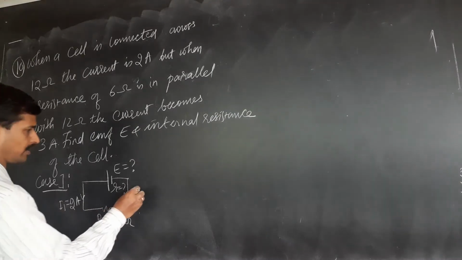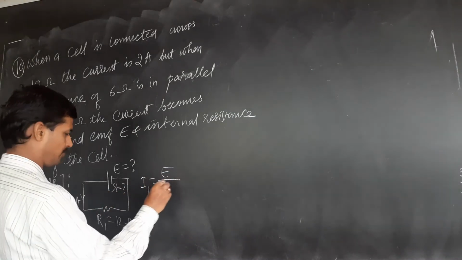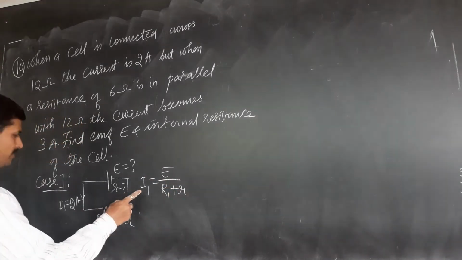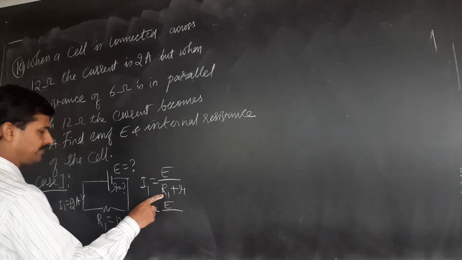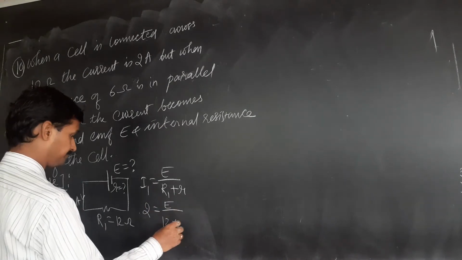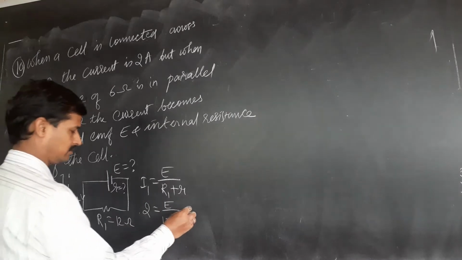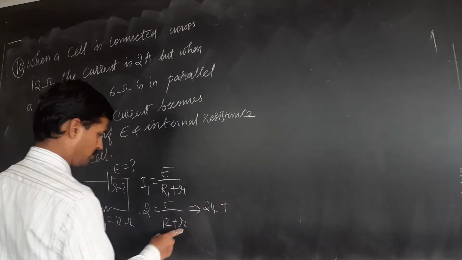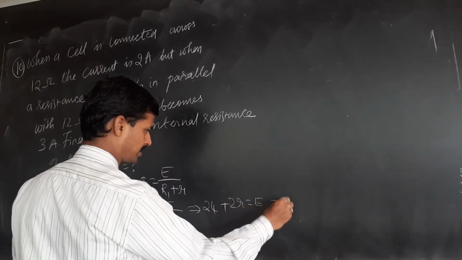What is the formula for current? I, or we will call it I1, is equal to EMF upon external resistance plus internal resistance. The value of current is 2, EMF we do not know, the value of resistance is 12, internal resistance is question mark. If you simplify this, 12 2s are 24, 2 into R is 2R, must be equal to E. Call it equation number 1.